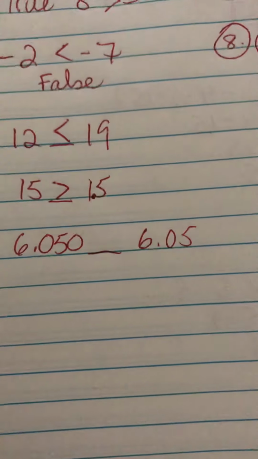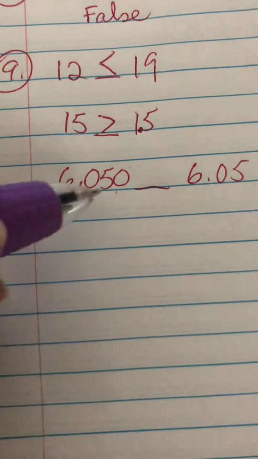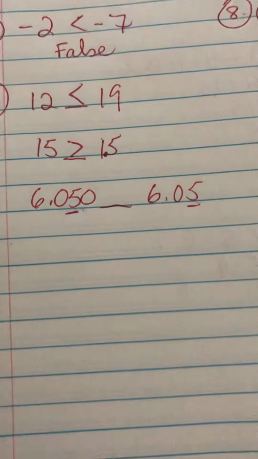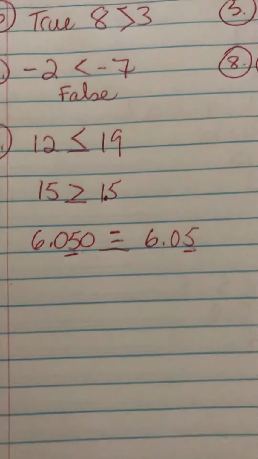And then the next one is 6 and 5/100 blank 6 and 5/100. So when we think about this, remember we talked about this a long time ago, that any number after this doesn't matter. So we just look at where it ends there, and those numbers are both the same. So that should be the equal sign.